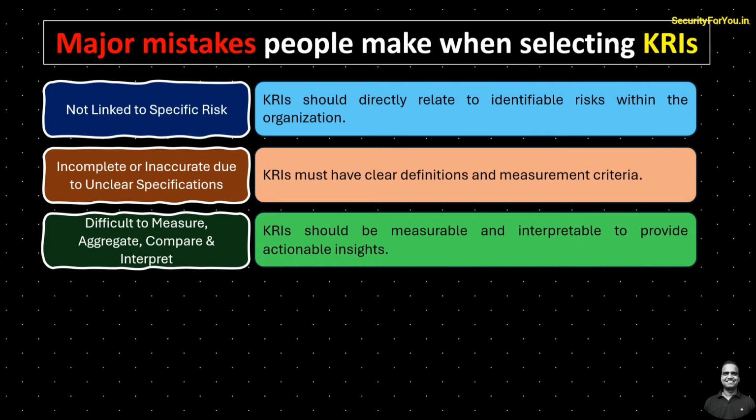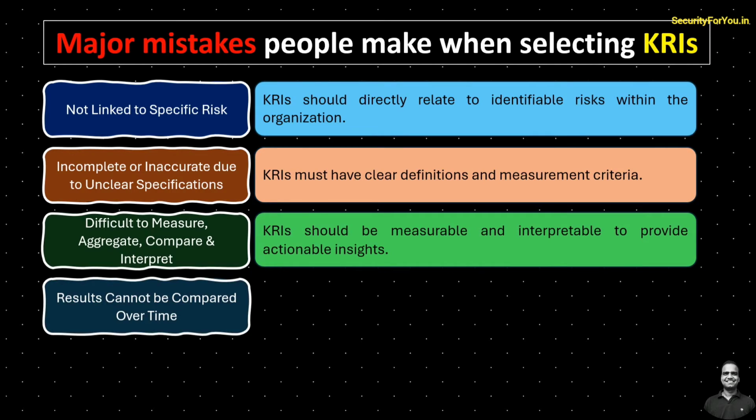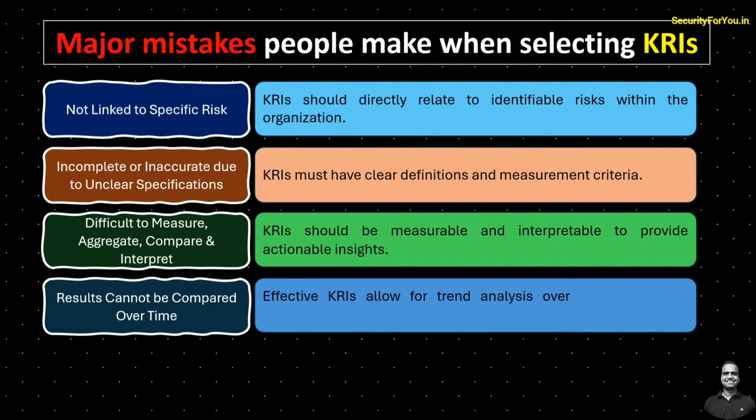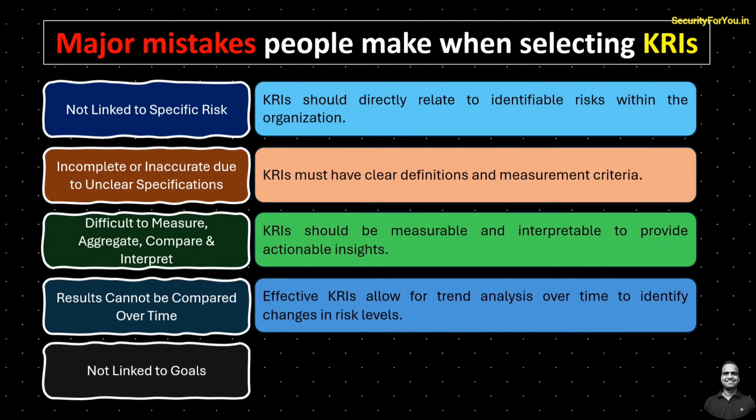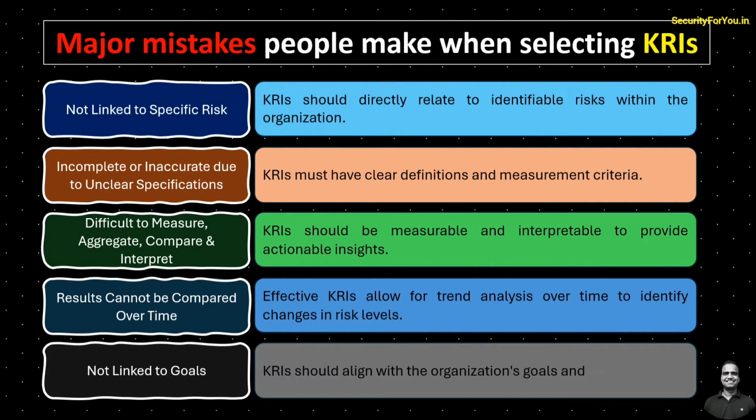employees completing training modules. Results cannot be compared over time. Effective KRIs allow for trend analysis over time to identify change in risk levels. For example, if a KRI tracks the average time to detect and respond to an incident, it should enable comparison between different periods to evaluate improvement. Not linked to goals. KRIs should be aligned with the organization's goals and objectives.